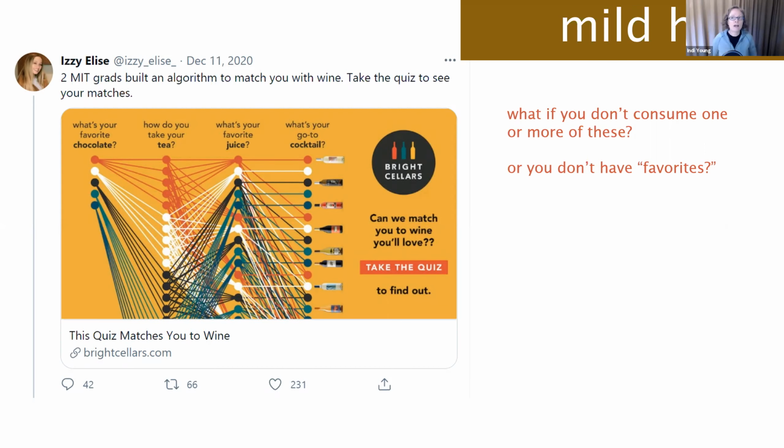Right off the bat, this ad excludes people. It excludes people who don't drink cocktails or drink juice or tea or chocolate or whatever, right? It also excludes people who don't have favorites, who can't explain what their favorite is.